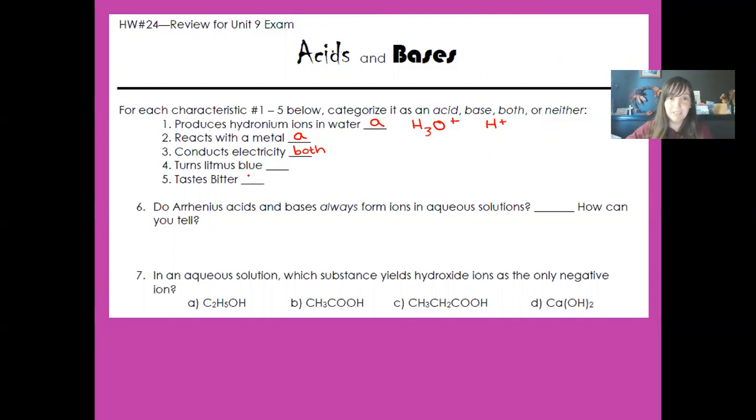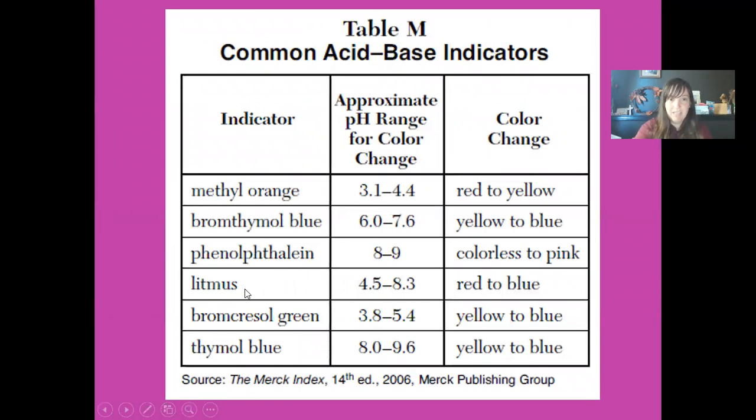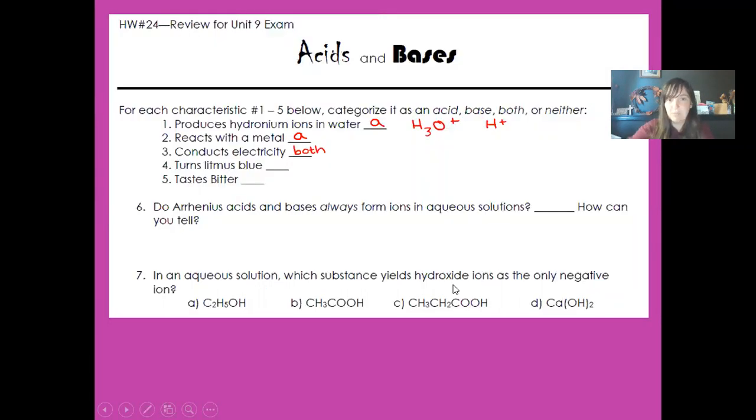Turns litmus paper blue. Well, if we look at our reference table here, we can see that litmus goes from red to blue in a pH range of 4.5 to 8.3. So if it's at the blue end of the range, that means it's 8.3 or higher. So that means it's a base. If it tastes bitter, that also indicates it's a base. Bases taste bitter and feel soapy, while acids taste sour, like lemon juice. Bitter, you can think of like baking soda, the base.